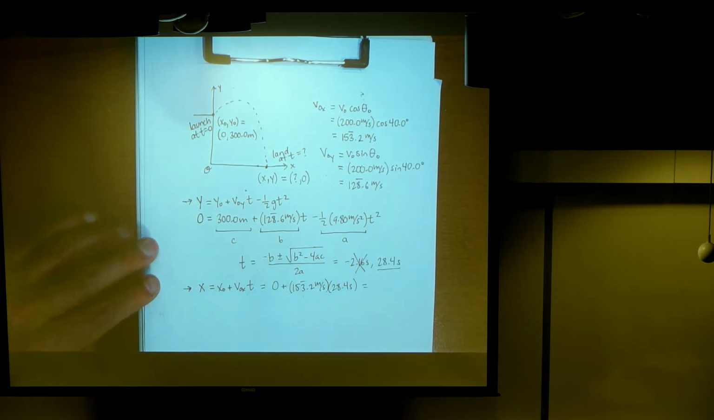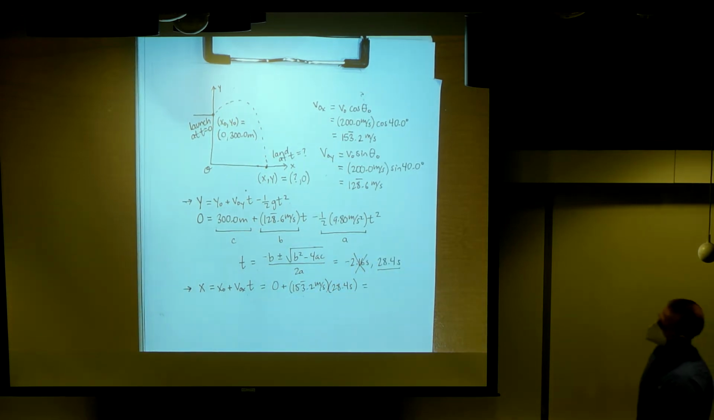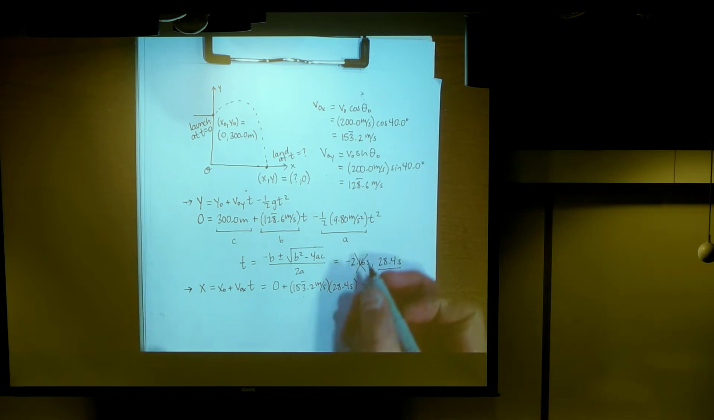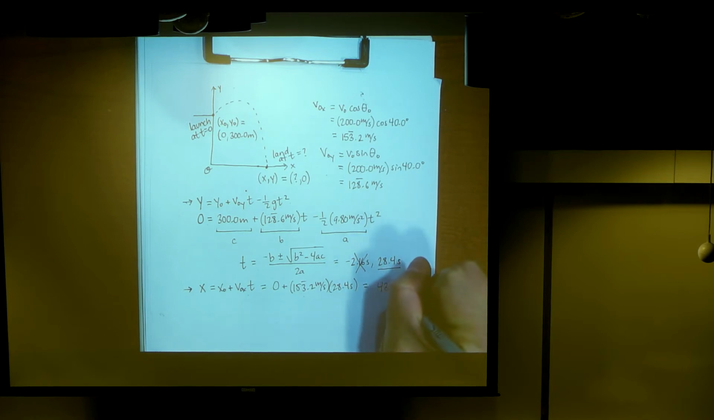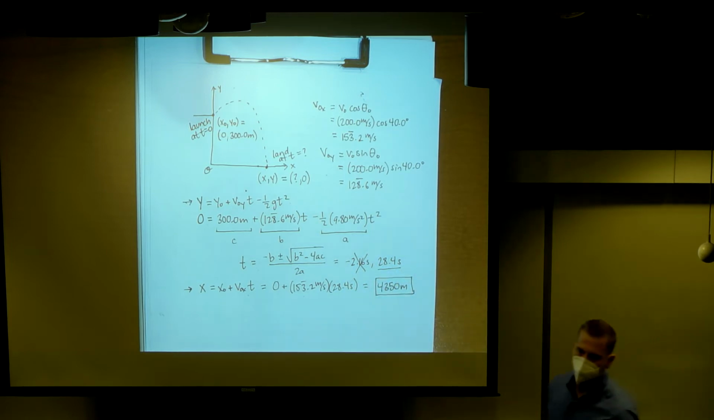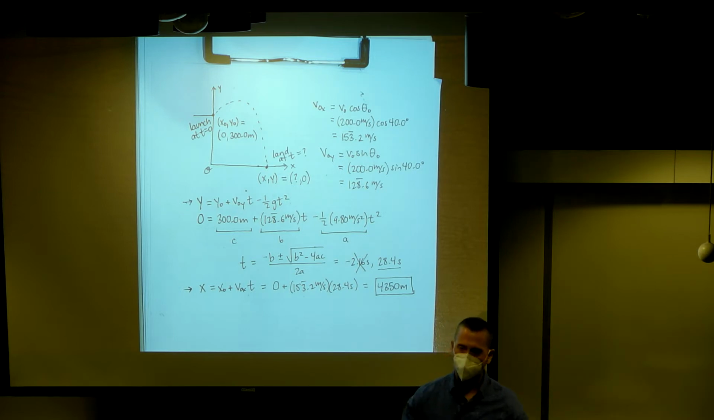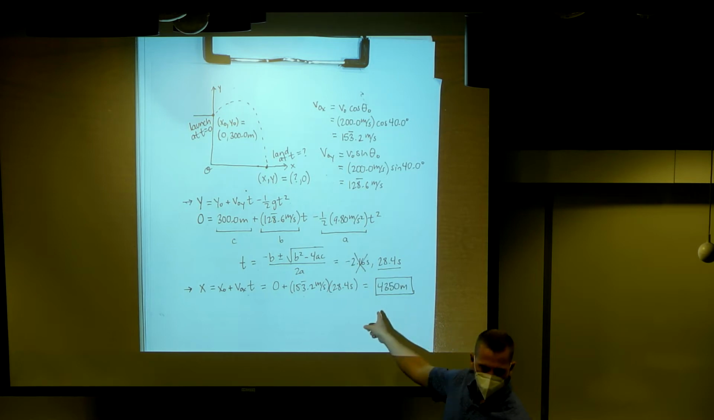Can someone just crunch those numbers? 153.2 times 28.4? 4,351. 4,350 meters. That is correct. So this travels a couple miles basically before hitting the ground. But it has such an immense initial speed that that's going to be possible. Okay? So any questions on how we got this? That's the first question.